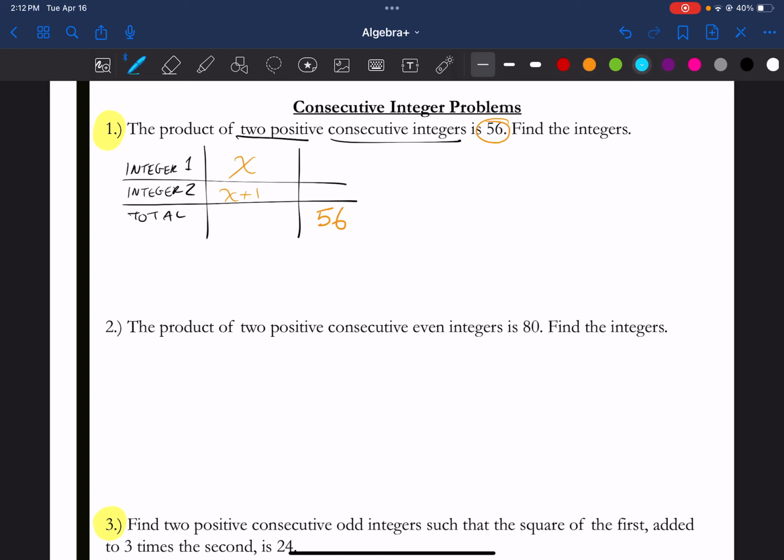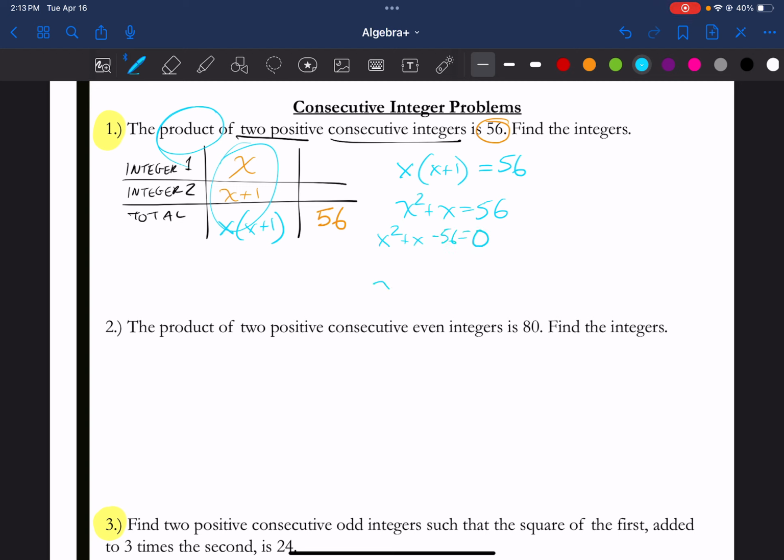The difference here now is I'm not summing these. I'm doing a product of these. So it's x times x plus 1. So I get x times x plus 1 is equal to my 56. So I get x squared plus x equals 56. Let's go ahead and factor this.